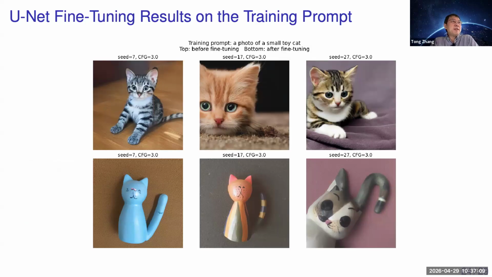Fine-tuning results. The top is before the fine-tuning, generated from a photo of a small toy cat. It doesn't look like a toy cat. It really looks like a real cat, so it's not following the prompt well. After fine-tuning using that particular image, the color seems a little bit similar, pretty similar. But this one is more like the image we showed, particularly this one.